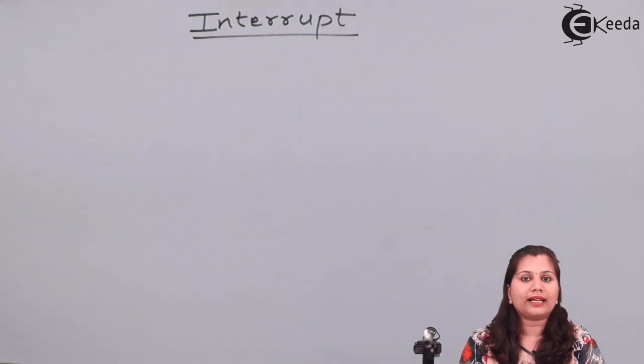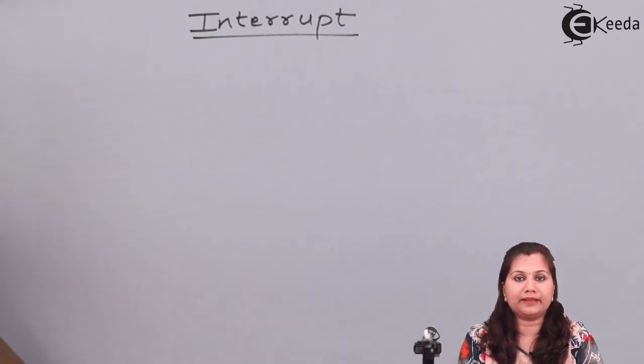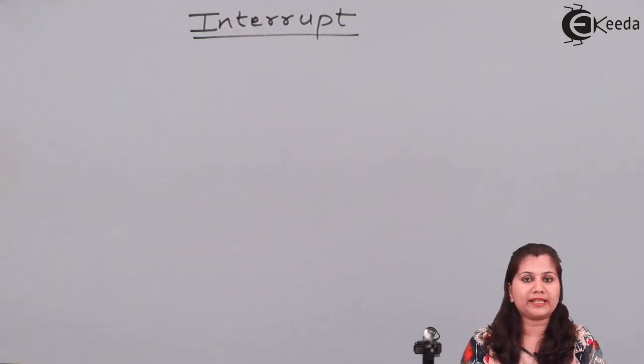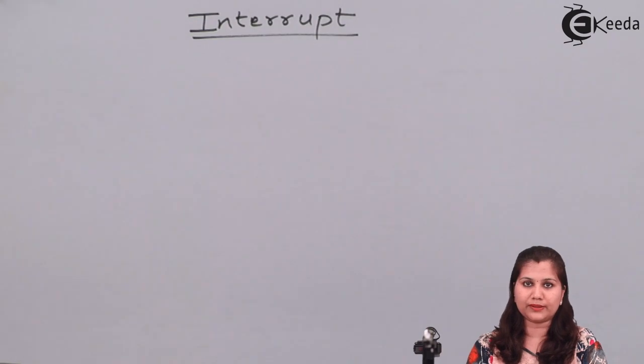So that is called an interrupt. In simple language we can say it is a disturbance. That disturbance caused by some peripheral device is called an interrupt in the case of microprocessors and microcontrollers.